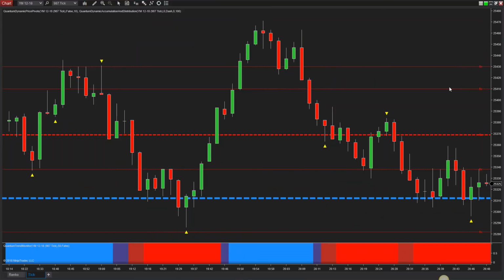Again, I haven't got all the indicators on here. I've just got pretty much a bare chart. I've got the trend monitor, I've got the accumulation distribution, I've got the pivots on here. You can see the platform that's building here right now. But the important point is I've got this set to 987 tick. In other words, every time 987 ticks go through this particular chart, that is what causes the candle to close and move on to the next one.